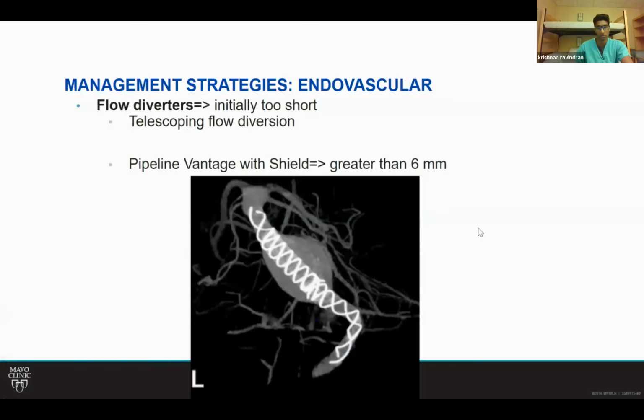The Pipeline Vantage with Shield technology, which came out, I think, 4 years ago, is a new generation of pipeline flow diverter with a larger diameter, so greater than 6 millimeters. And here you can see a 3-dimensional CT view that shows 2 of these devices telescoped. I think 3 of these devices actually telescope within each other, with the overlap down here in this dolichoectatic basilar.